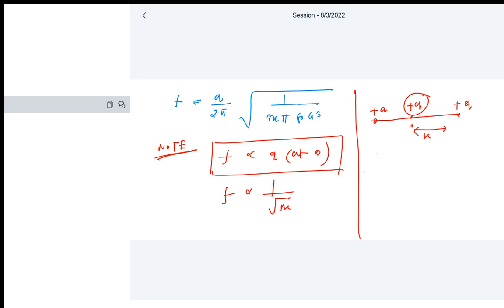So this is the concept. These two concepts are very important. Using these two concepts, we can solve many problems in electrostatics. So these are the applications of Coulomb's law. Using these applications, we can find the frequency of oscillations and how this frequency depends on q and the mass of the charged particles. So this is the basic expression.